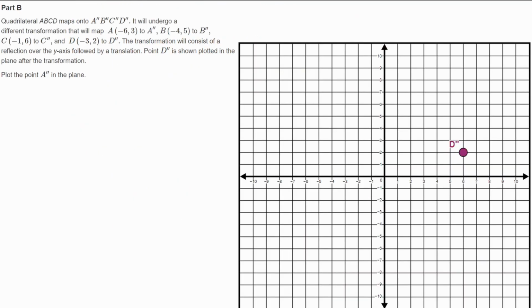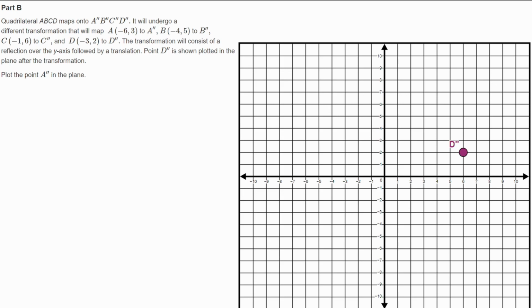Let's go to part B here. So our second problem, part B. It says quadrilateral ABCD maps onto A double prime, B double prime, C double prime, D double prime. Now, why are these called double prime? It's because this is a different transformation than the one we did before. We're still using the same shape.